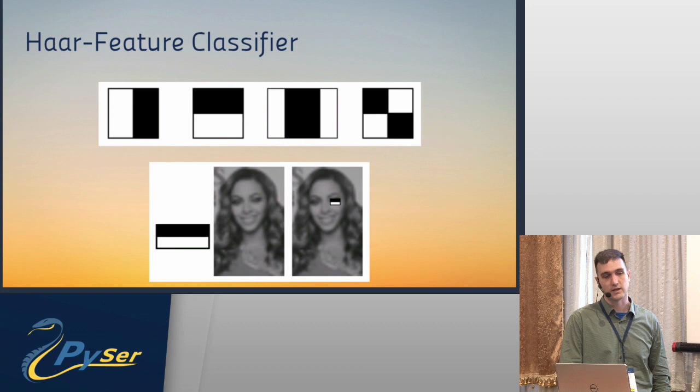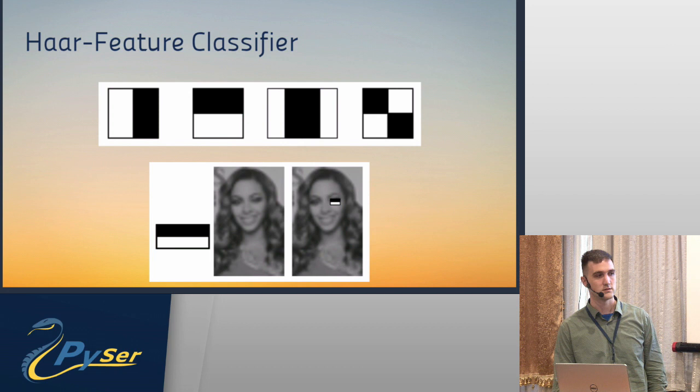Someone can die. So I decided to use the simpler object detection algorithms that involve just machine learning, and the hard feature classifier was one of the base algorithms. Its idea is published, I think, in 2000 or 2001. And basically what's happening, there are these features in images.